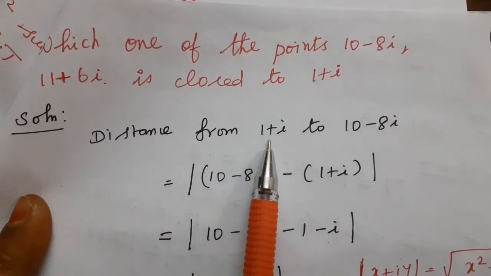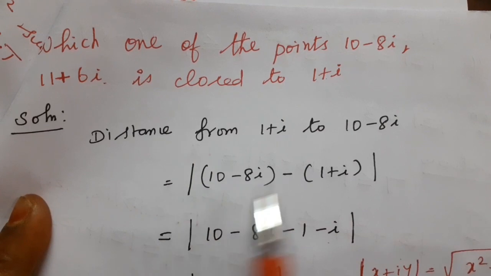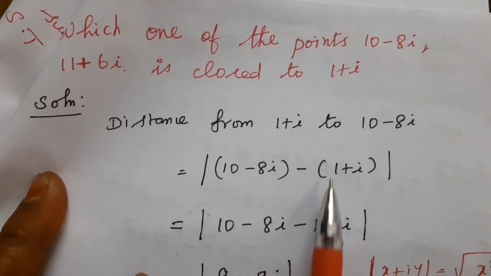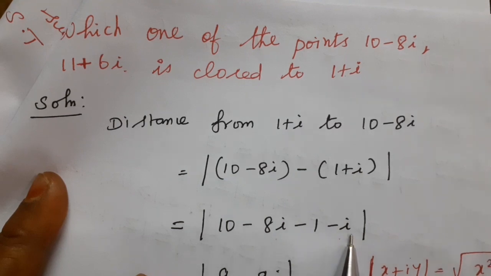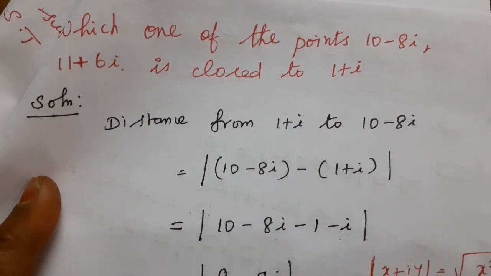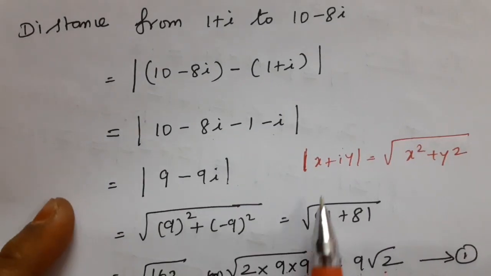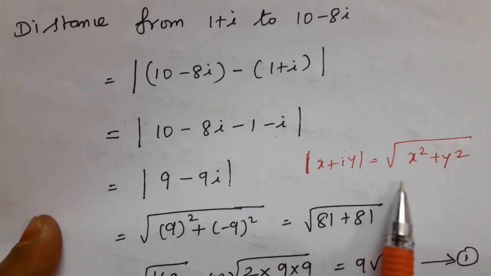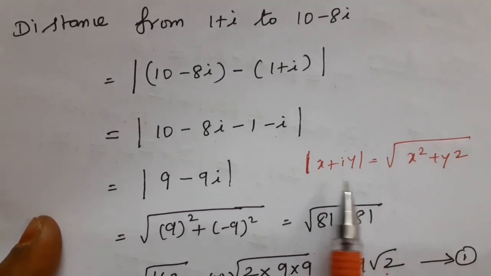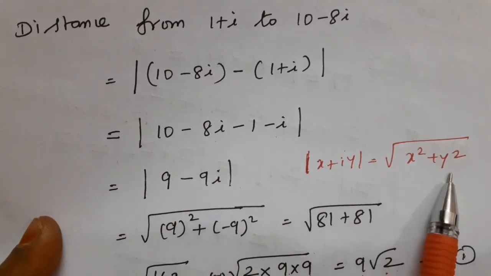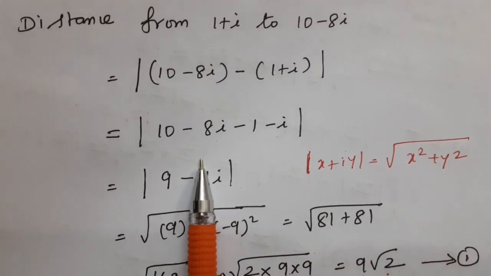So the distance from 1 plus i to 10 minus 8i: take the modulus value. Taking the distance is nothing but finding the modulus of the complex number. What is the formula? Modulus of x plus iy equals root of x square plus y square. Using this modulus value of a complex number, find that value.